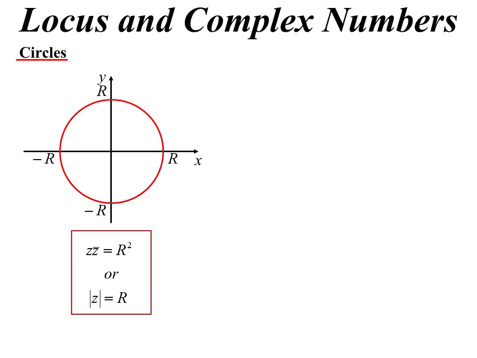In other words, its modulus would be the same. So we could simply write it as the modulus of z is equal to whatever the radius is. Now, got to be careful with that one. It's the radius, not the radius squared, of course, because we're talking about the length of the vector.